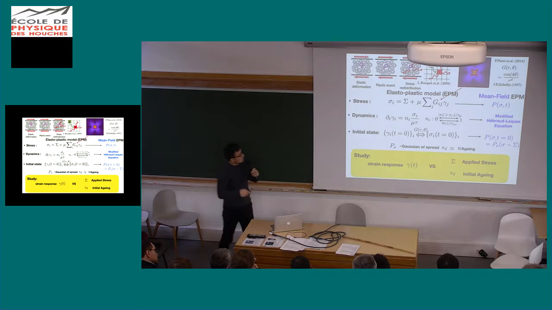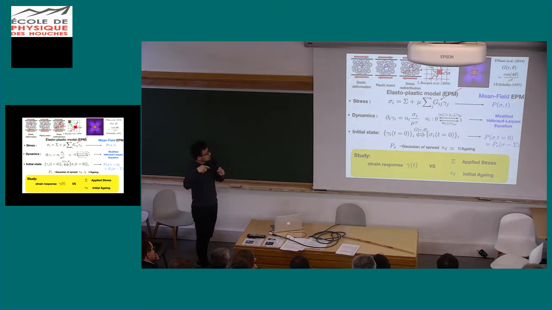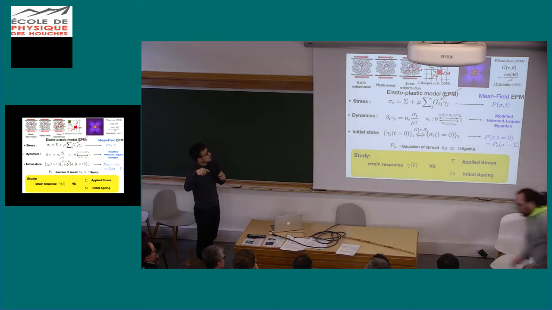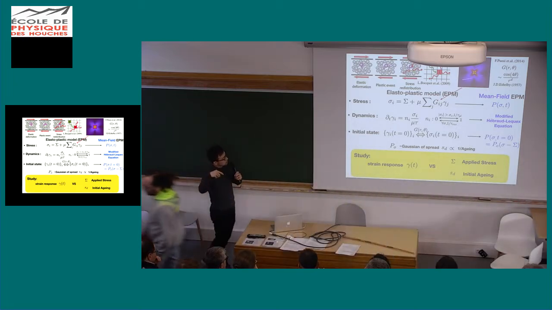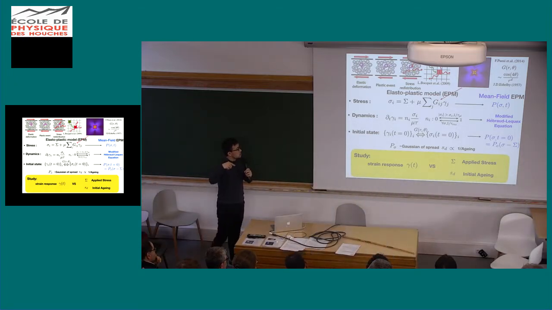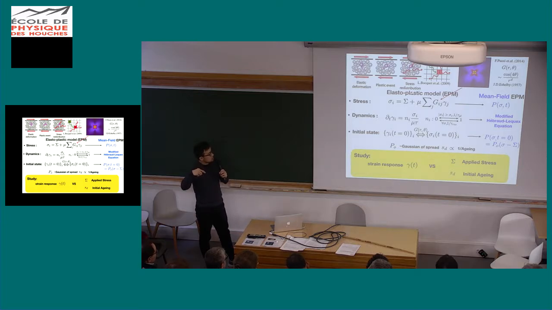So the model that we adopt is this picture. You shear the system. Locally, plastic events may happen, yield, and redistribute local stress, so trigger another one, and so on and so on. The stress redistribution around one plastic event is according to the Eshelby propagator. And then we adopted two kinds of elastoplastic model.